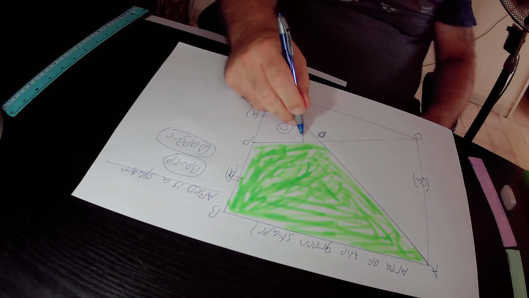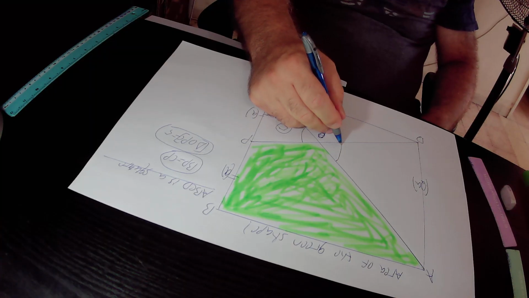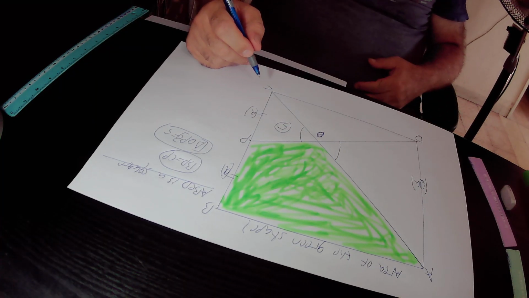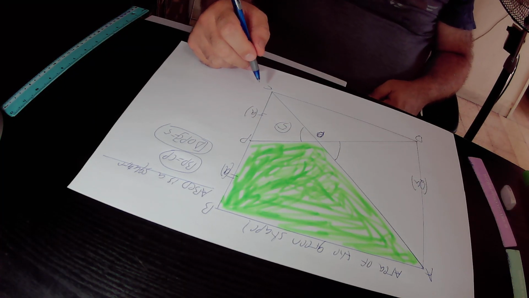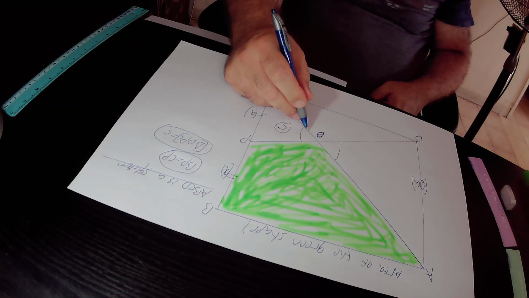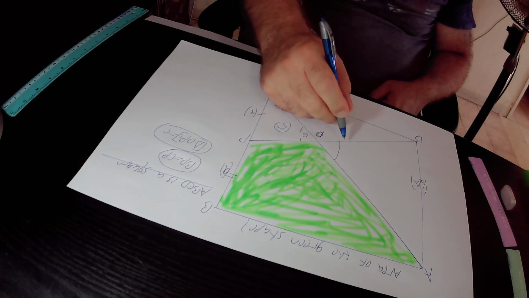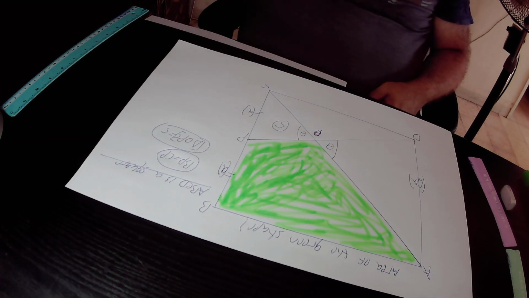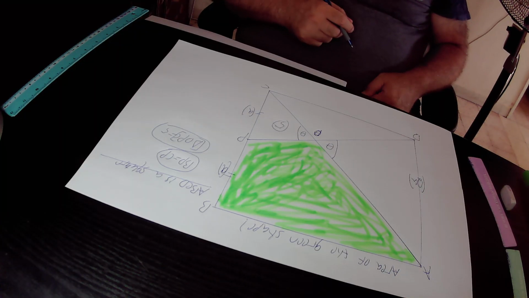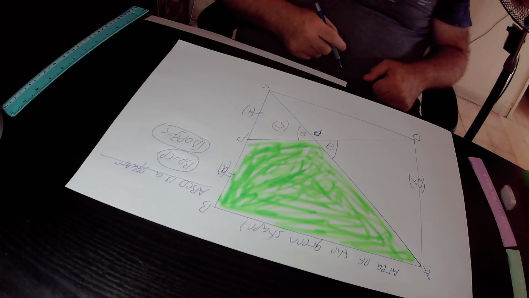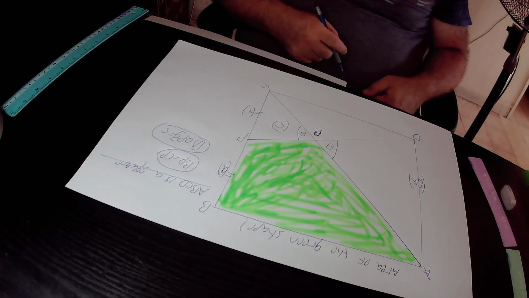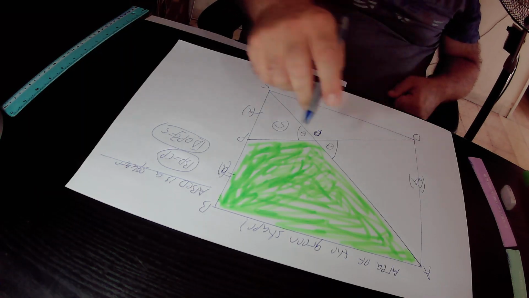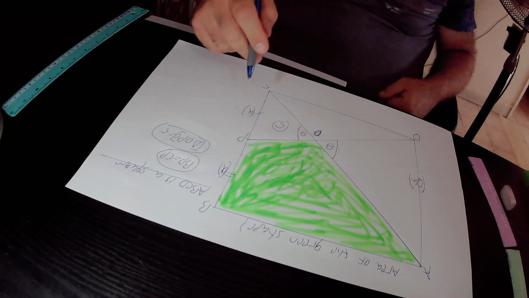Those two angles are defined as vertex angles, and we know that vertex angles are equal to each other. So if we define the size of these vertex angles as theta, then the size of these vertex angles must also be equal to theta. We also know that the opposite sides of a square are parallel to each other. So in square ABCD, side AD is parallel to the opposite side BC.